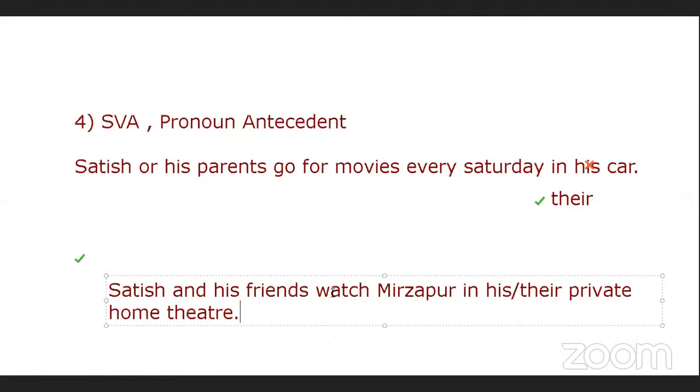ठीक है, सबको समझ में आया ये? Everybody understood this? Satish and his friends को they डाल देंगे. They watch Mirzapur in their private theater. His चला जाएगा. There is going to be the right one. Yes, guys, understood? Yes or no? Those who got confused earlier. Okay, let's go for the next one.